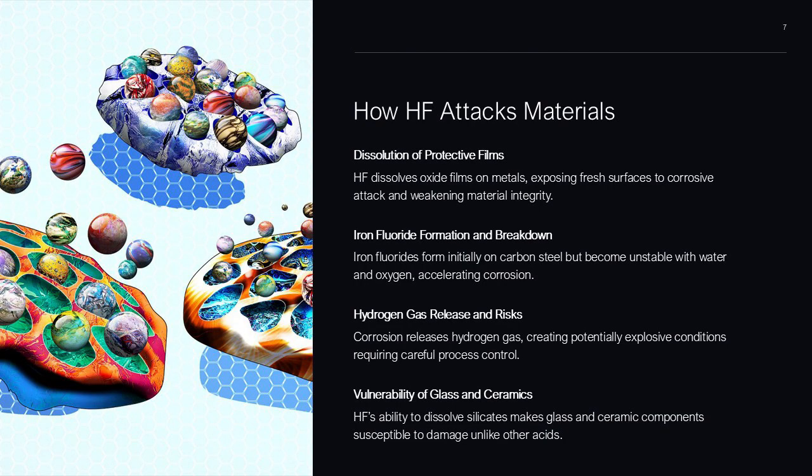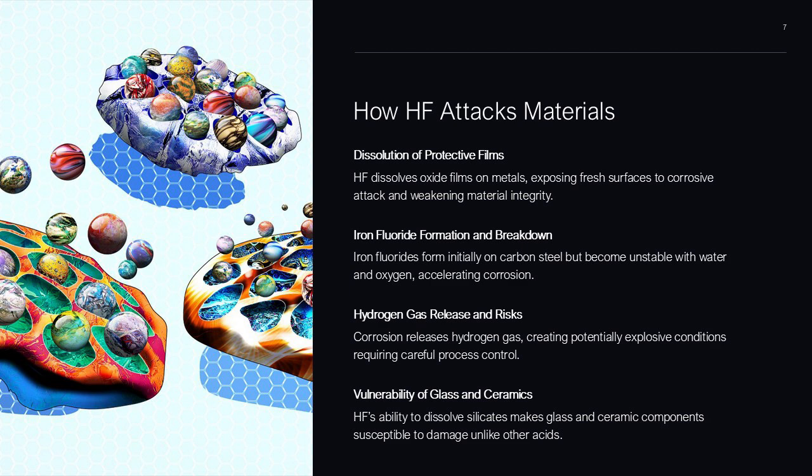The mechanism of HF corrosion involves complex chemical interactions. HF dissolves protective oxide films on metal surfaces, exposing fresh metal to attack. In carbon steel, HF reacts to form iron fluorides, which initially provide some protection but are unstable in the presence of water or oxygen. When water content exceeds critical levels, these protective layers break down, accelerating corrosion and releasing hydrogen gas, which can create explosive conditions.